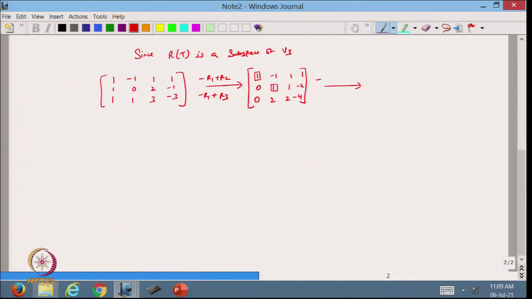So, I will put -2 R2 plus R3. So, this is 1 0 0 minus 1 1. So, this will become 0, 1 1 1 minus 2, and now I am putting -2 plus 2, that will be 0, and minus 2. So, it will be 4 minus 4, that will be 0. So, I am able to get, this is my pivot elements.